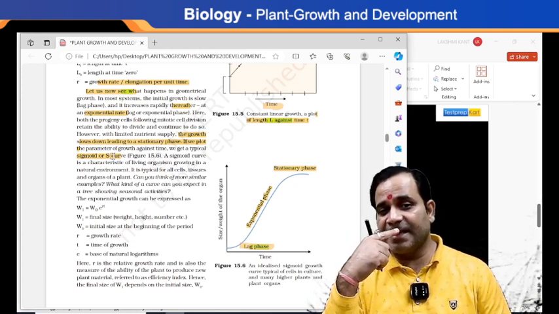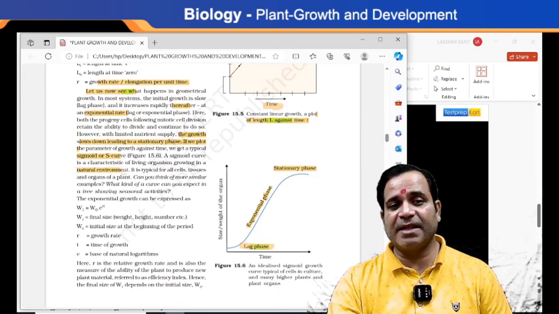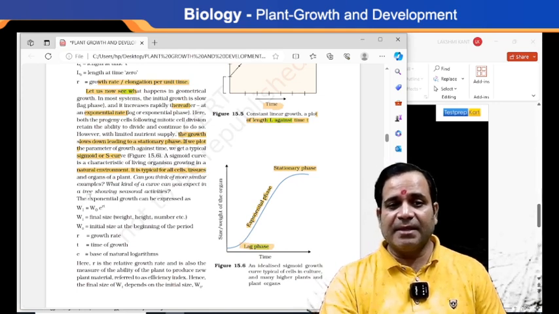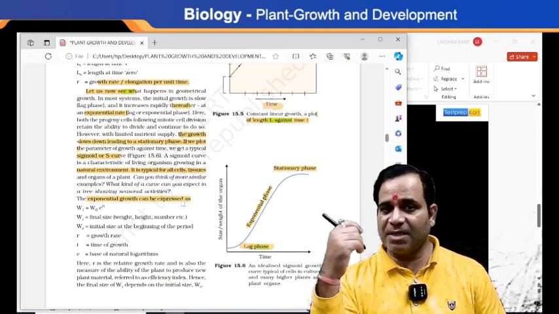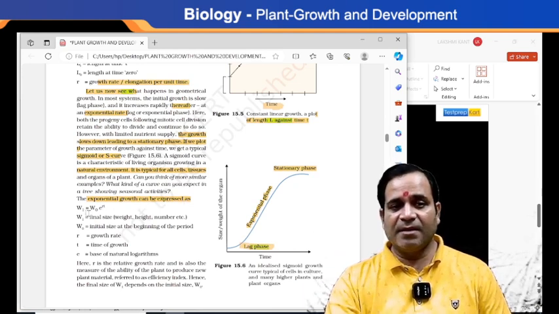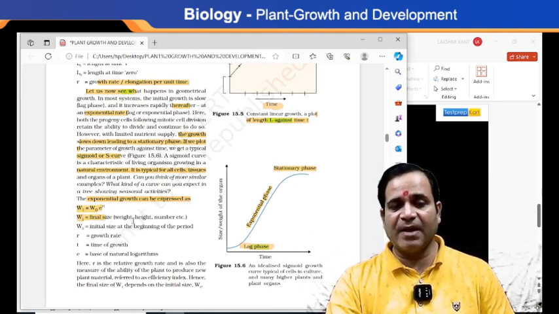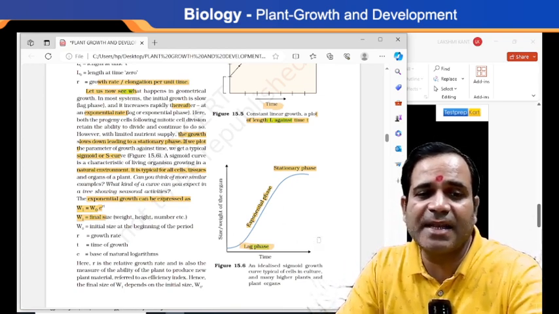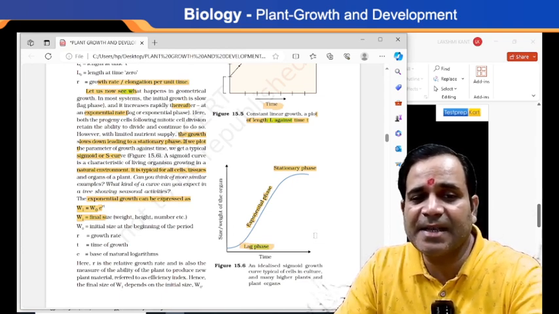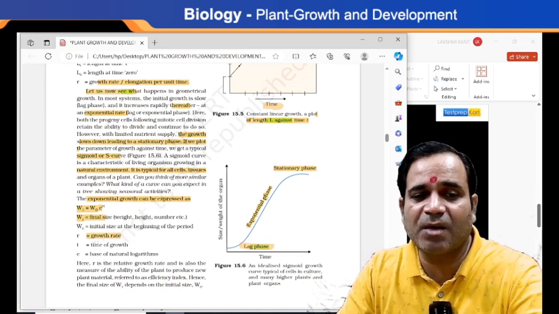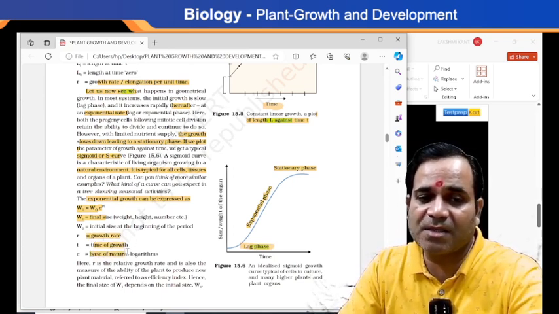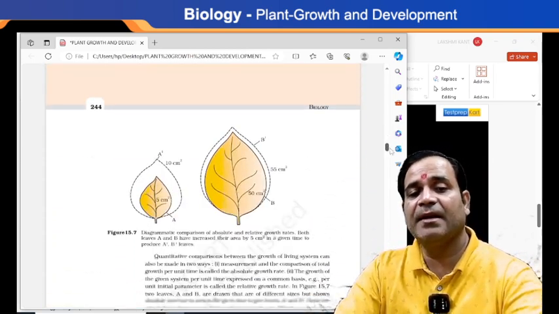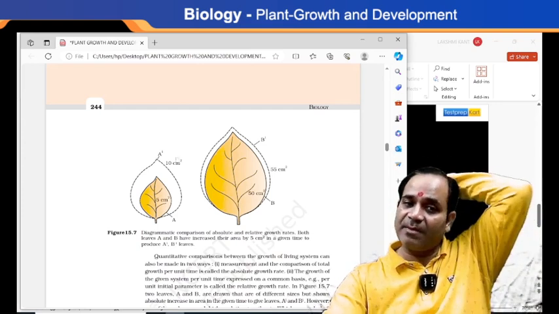A sigmoid curve is characteristic of natural growth, typical of cells, tissues and organs also. The exponential growth can be expressed in this form: W_1 = W_0 e^(rt), where W_1 is the final size (weight, height, number), W_0 is the initial size at the beginning of the period, r is the growth rate, t is the time of growth, and e is the base of natural logarithms. Getting it? These are all very important. Now let's see how this takes place with the help of the diagram.